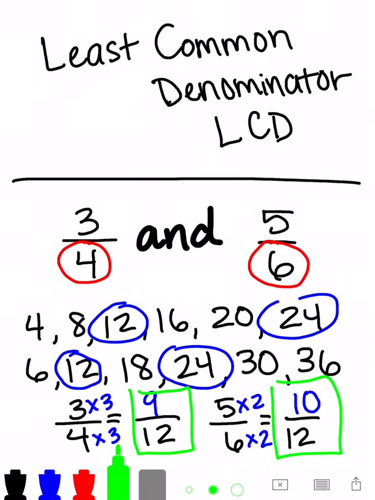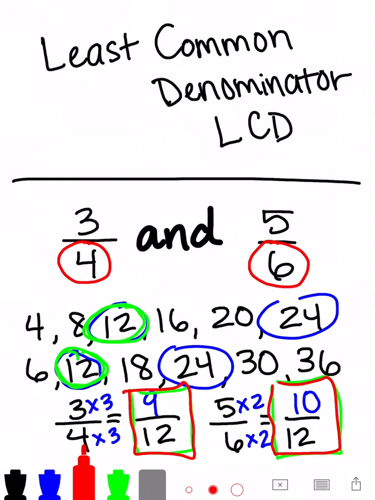So on your homework, it said, find the least common denominator and write equivalent fractions. So we found the least common denominator, that being 12, okay? And we wrote equivalent fractions down here, 9/12 and 10/12. Hopefully my handwriting gets better as I continue to work on the iPad.